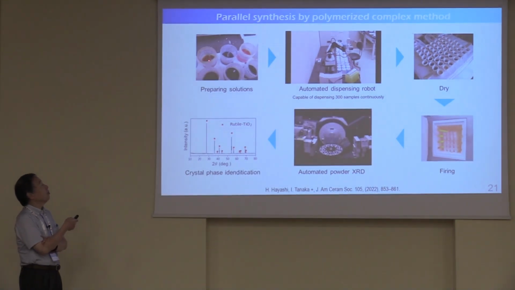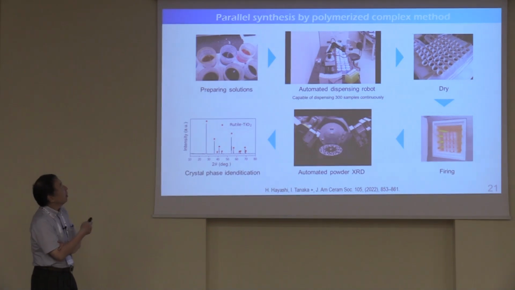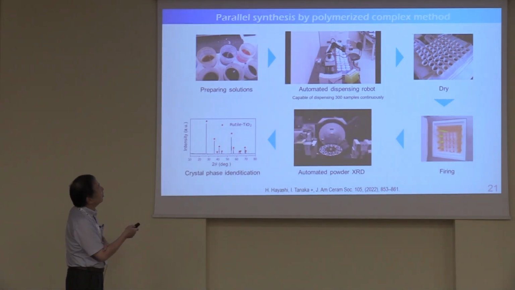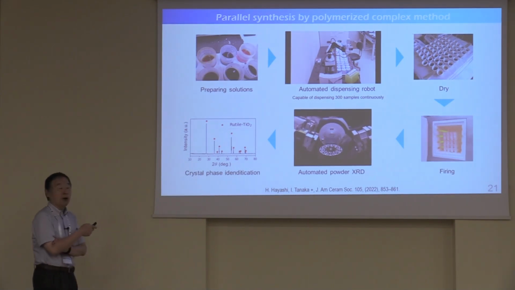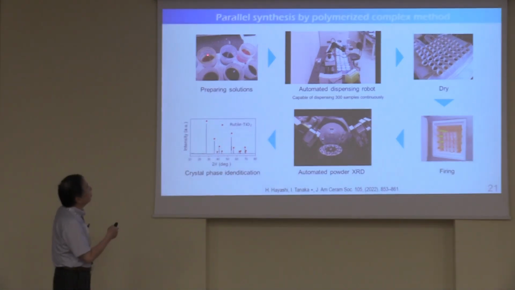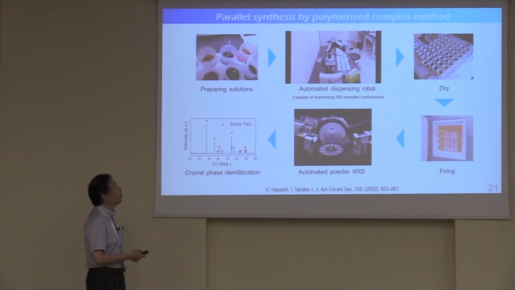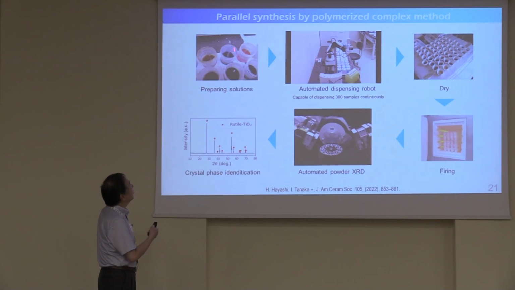This container, for example, holds element X, this container element Y, and this container elements A, B, C, and so on. We use this type of robot to take a predetermined amount of this liquid, like 1 milliliter or 5 milliliters, to make the desired mixture. We take 1 milliliter from here, 5 milliliters from here, and mix it in some of these places.